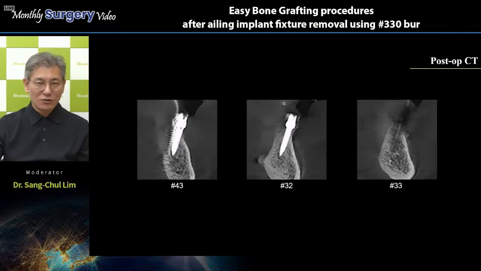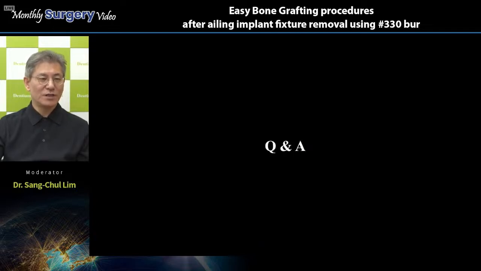Sometimes you need consideration for one more implant fixture. However, the elder person like this, a 78-year-old, almost 80-year-old female patient, doesn't need any more. Just 2 implants are enough to support a 4-unit anterior bridge. Okay, now we have a Q&A session here.